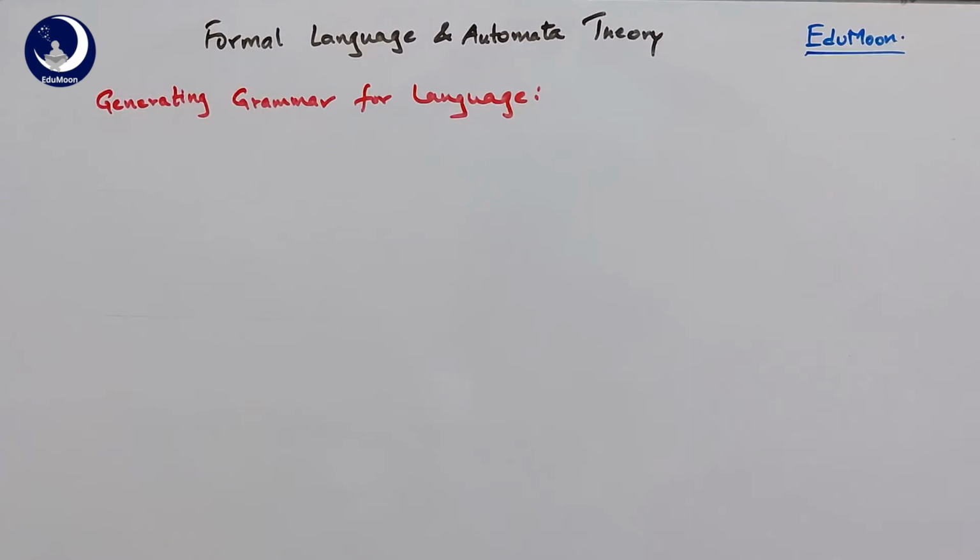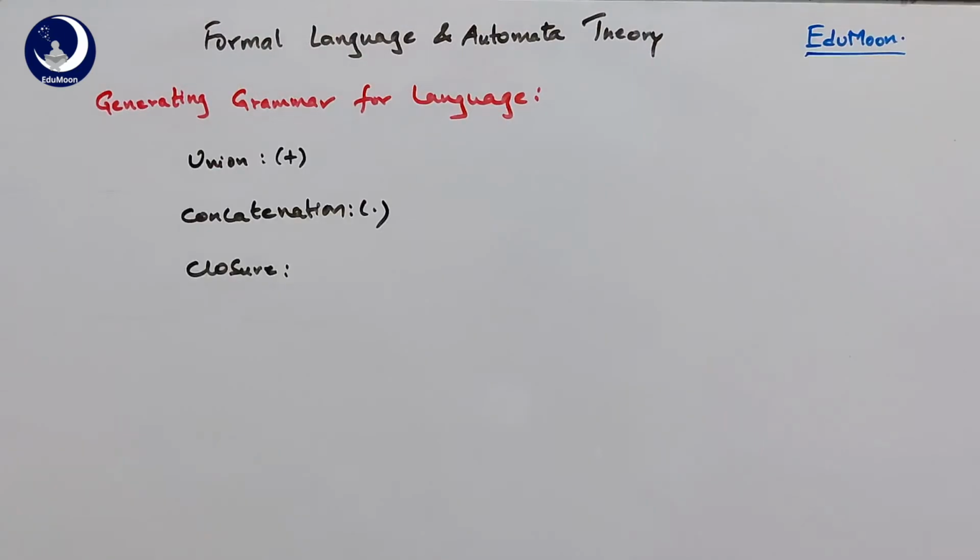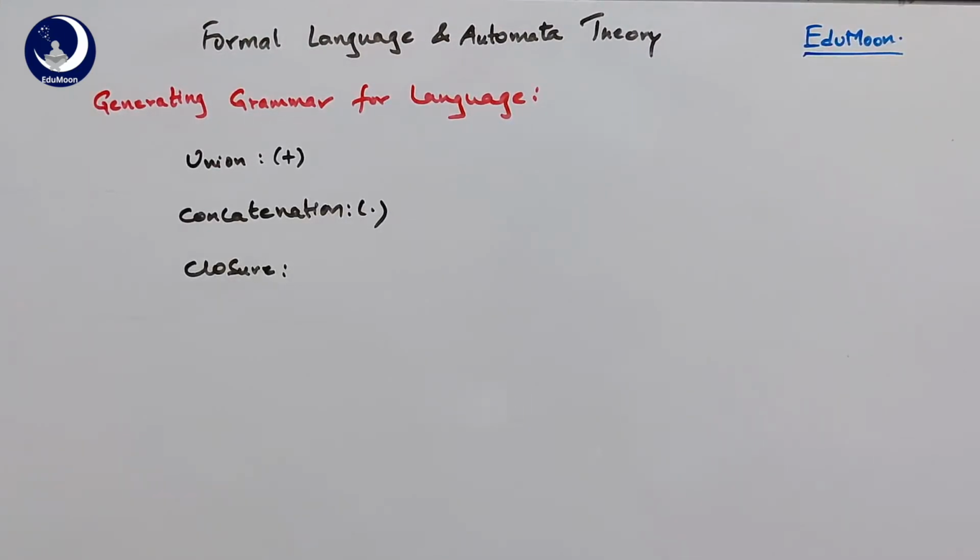So before going to know the strings that are available in the language, let us see a few properties of the string as follows: union, concatenation and closure. Union is denoted by a plus symbol and concatenation is denoted by a dot symbol, and in closure we have two more properties. Let us look at them.